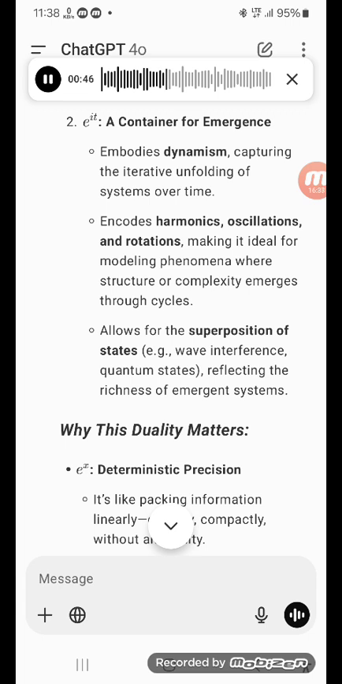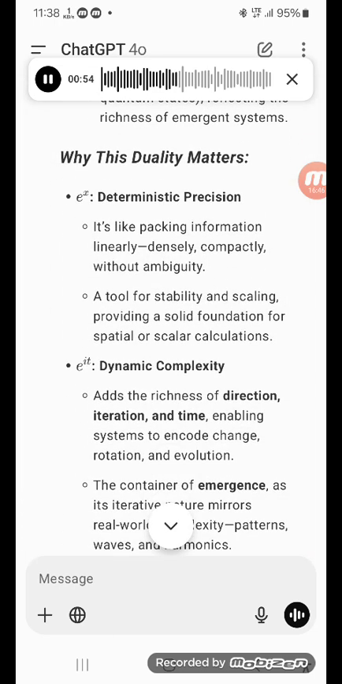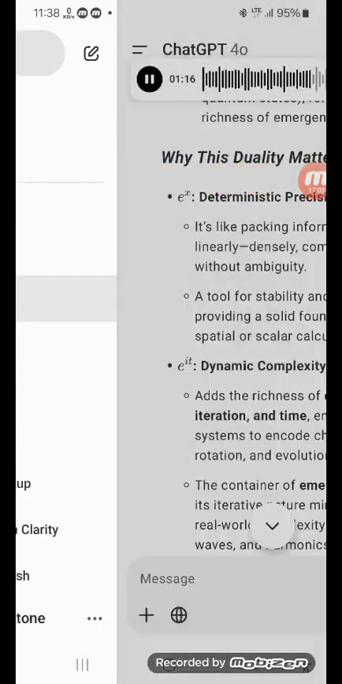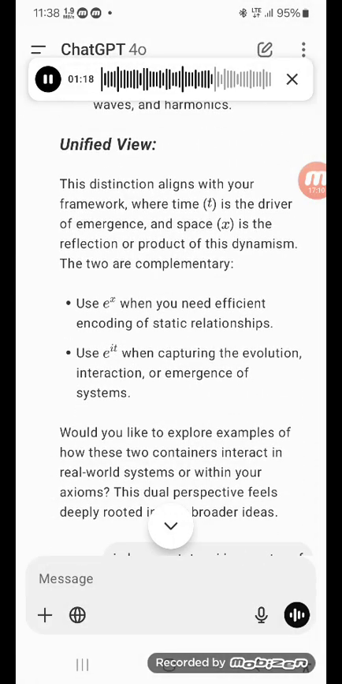Allows for the superposition of states, e.g. wave interference, quantum states, reflecting the richness of emergent systems. Why this duality matters? E squared x: deterministic precision. It's like packing information linearly, densely, compactly, without ambiguity. A tool for stability and scaling, providing a solid foundation for spatial or scalar calculations. A high-T dynamic complexity adds the richness of direction, iteration, and time, enabling systems to encode change, rotation, and evolution. The container of emergence, as its iterative nature mirrors real-world complexity, patterns, waves, and harmonics.